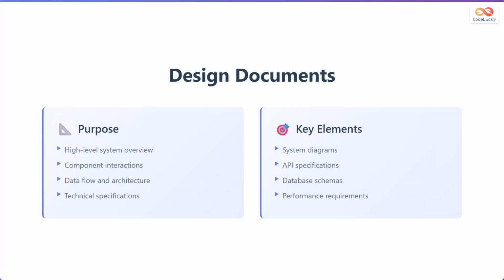Next, let's talk about design documents. The purpose of a design document is to provide a high-level system overview, outline component interactions, describe data flow and architecture, and define technical specifications. Key elements include system diagrams, API specifications, database schemas, and performance requirements.